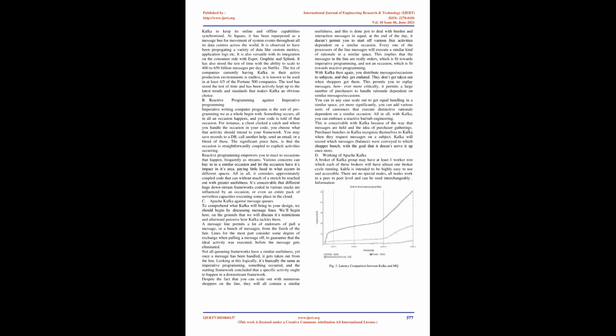Reactive programming against imperative programming. Imperative programming is the sort of programming we all start with. Something happens, in other words an event happens, and your code is notified of that event. For example, a user clicked a button, and where you handle the event in your code, you decide what that action should mean to your system. You may save records to a DB, call another service, send an email, or a mix of these. The important piece here is that the event is directly coupled to specific actions happening. Reactive programming enables you to react to events that happen, often as streams.